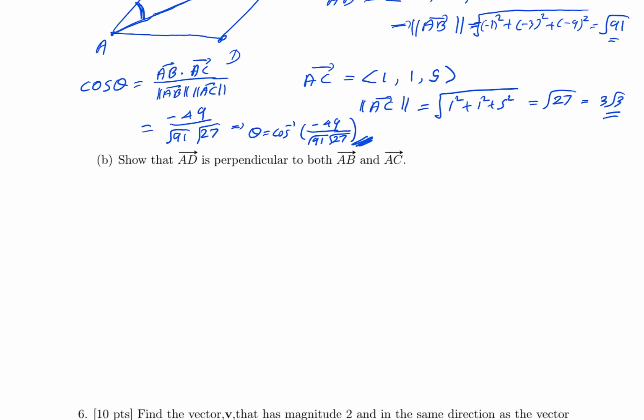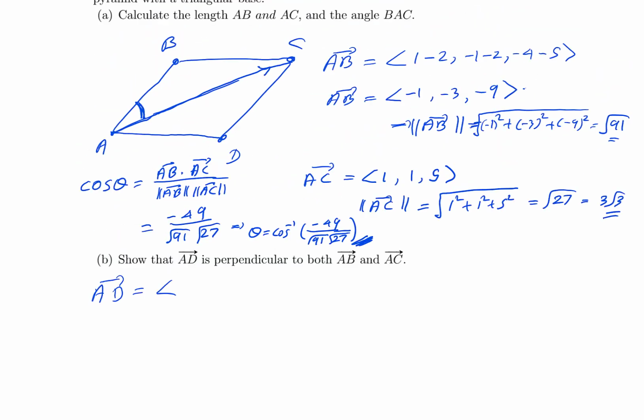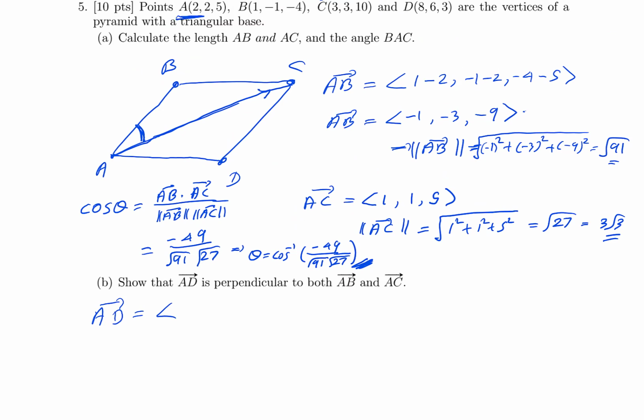Show that AD is perpendicular to both AB and AC. How do we show this? AD is perpendicular to AB first, right? First, we need to find the AD vector. Do we know the AD vector? No, actually we can find it. Why? We know A is (2, 2, 5) and D is (8, 6, 3). Therefore, the AD vector is 8 minus 2, 6; 6 minus 2, 4; 3 minus 5, negative 2, right? That is the AD vector.